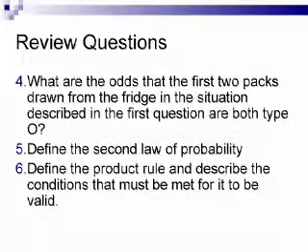Number 4. What are the odds that the first 2 packs drawn from the fridge in the situation described in question 1 are both type O? Number 5. Define the second law of probability. And number 6. Define the product rule and describe the conditions that must be met for it to be valid.